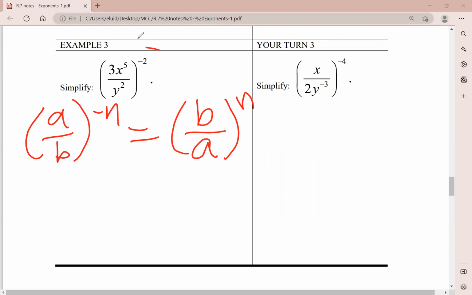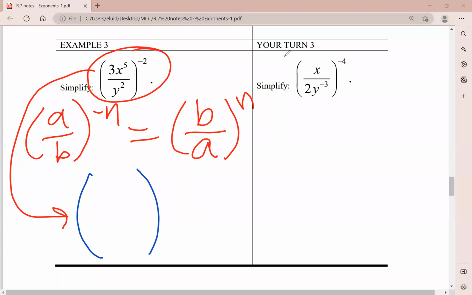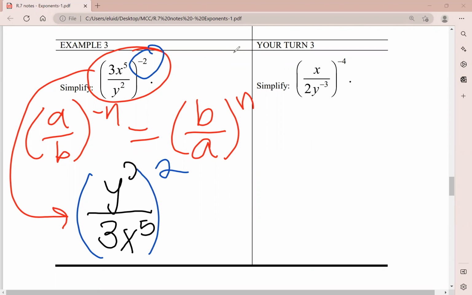So let's take this whole fraction. Because it's being raised to a negative exponent, let's flip the whole thing and change that -2 exponent to a +2. And I'm going to rewrite everything else inside. So the 3x to the 5th is now in the denominator, and the y squared is now in the numerator. Okay, this problem looks really familiar. I feel like we already saw this example, but that's okay.